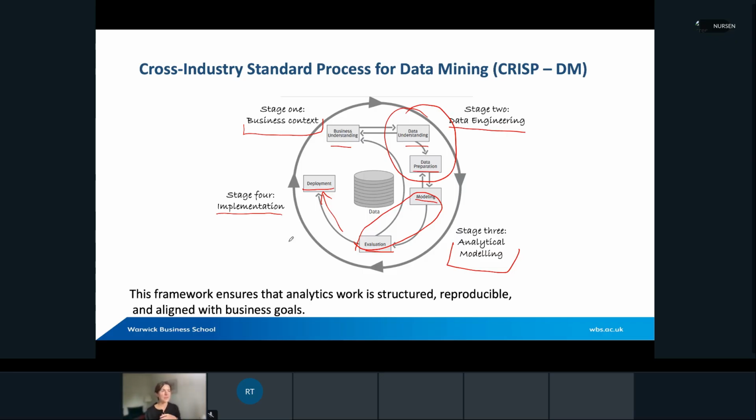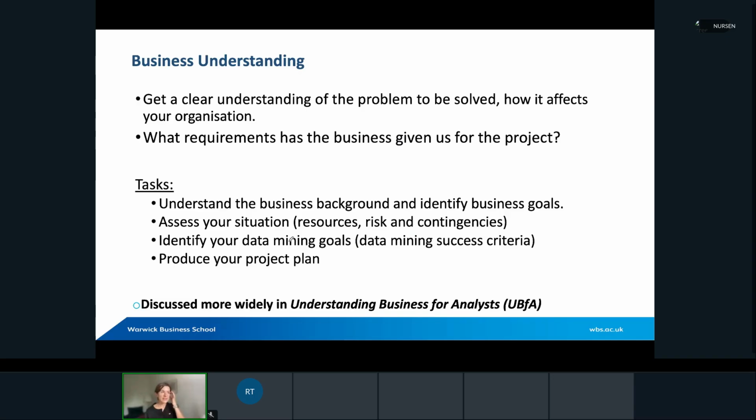Okay, so let's start with business understanding. Every data analytics project starts not with data, okay? We start with a question. The first stage in business understanding is about clarifying why we are doing the project. What is the problem we are trying to solve? You just don't jump into the data. This is a very big mistake. You need to have a clear understanding of the problem.